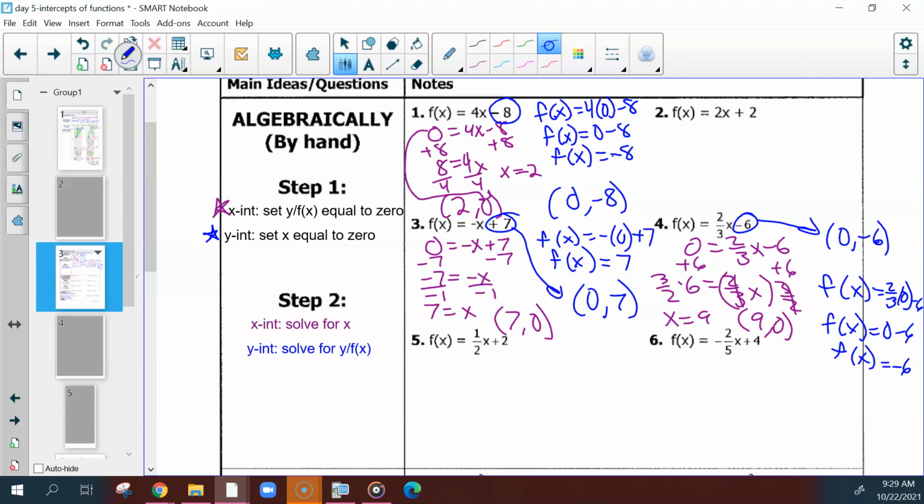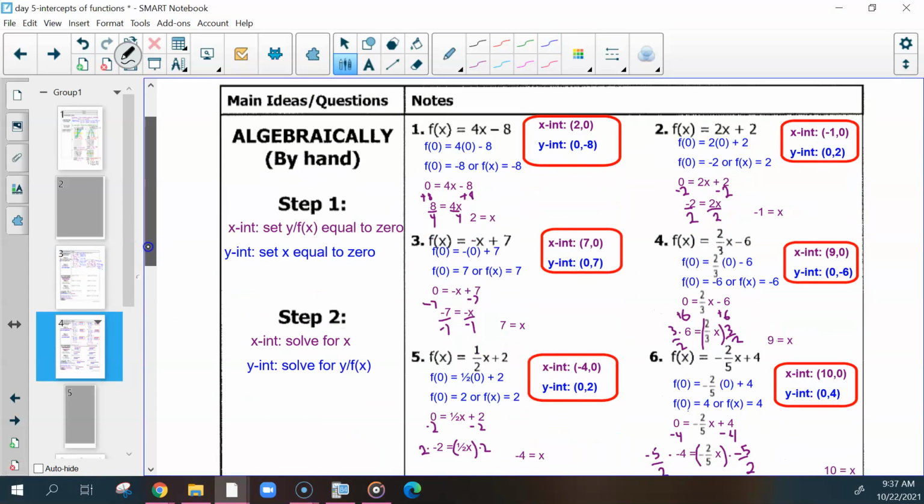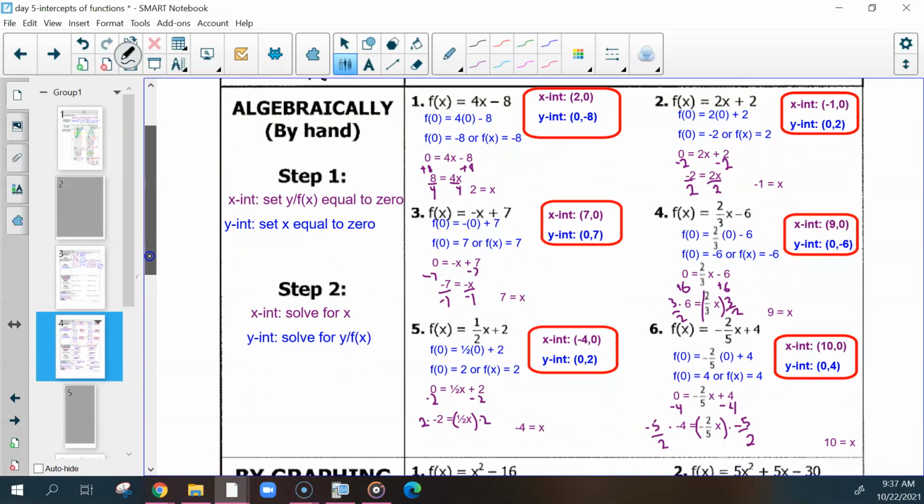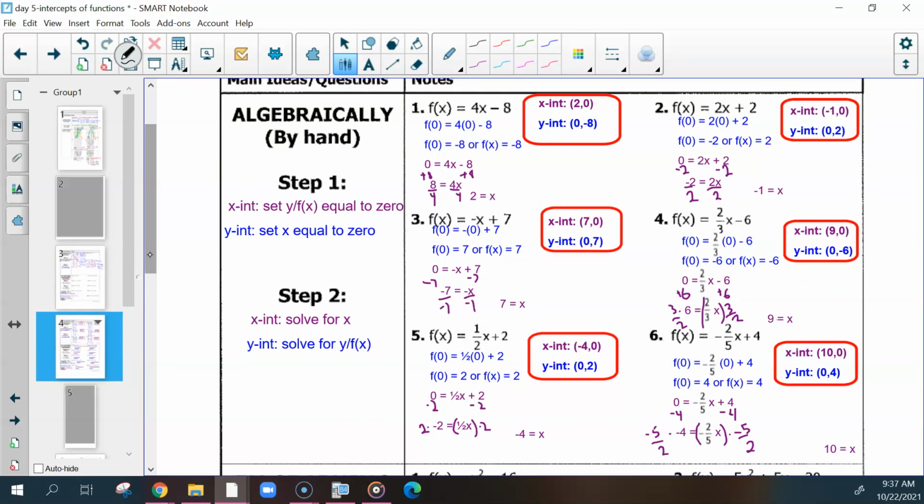I want you to do number 2, 5, and 6. I'll give you 5 to 10-ish minutes to do those 3, and then we'll come back and go over them. Let me know if you have any questions or need my help. I'm going to read out your x and y intercepts, and then we'll go from there. If we need to talk about how we found the answers to any of them, we'll go through that.